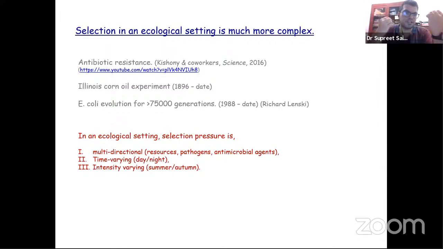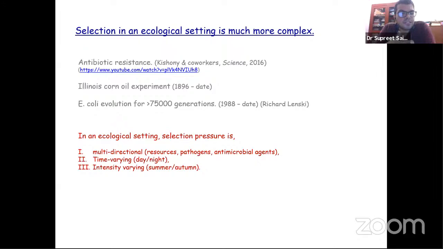During the winters, it's extremely cold, well, if you're up in the north anyway. During summers, the temperature is high. There are lots of predators around. There are lots of fungi which are producing antibiotics. None of these fluctuating parameters are present in any of these lab studies that we want.